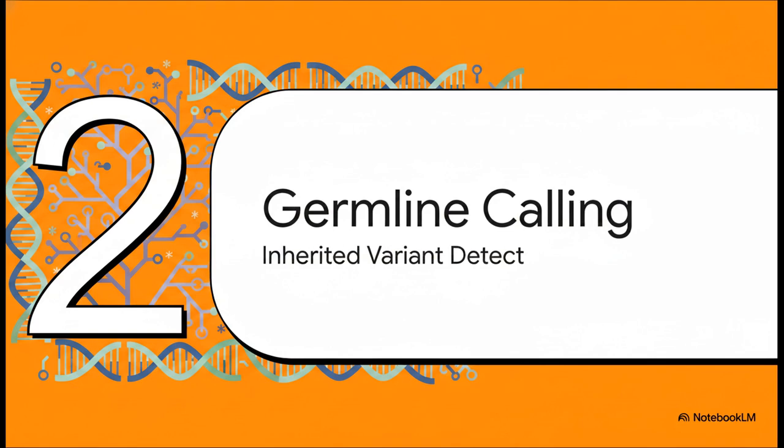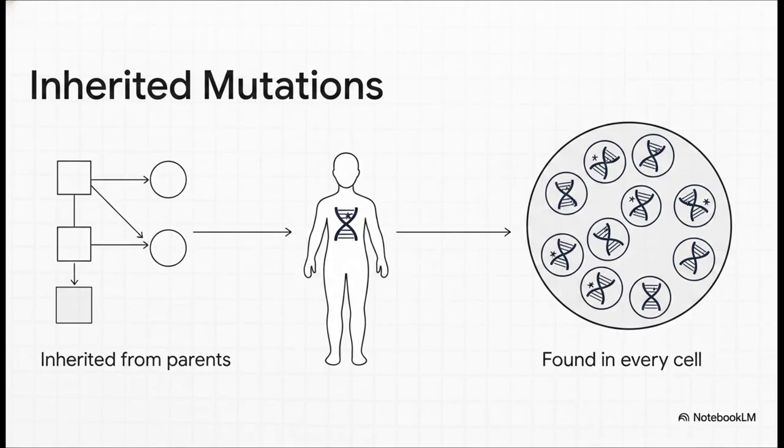All right, let's take that left path into germline calling. Germline calling acts as a sort of baseline control for human genetics. Here, we are searching for inherited mutations. Because these variants are passed directly from an individual's parents, they're fundamentally woven into their biology. This means these mutations are found uniformly in every single cell of the human body. And you know, that uniformity is absolutely crucial for how we detect them.